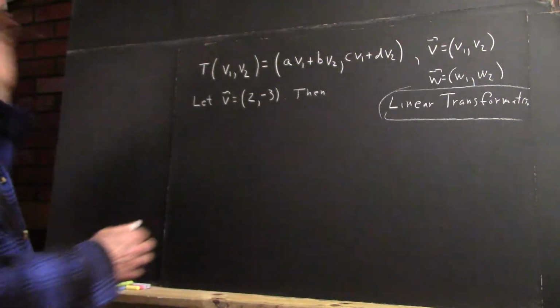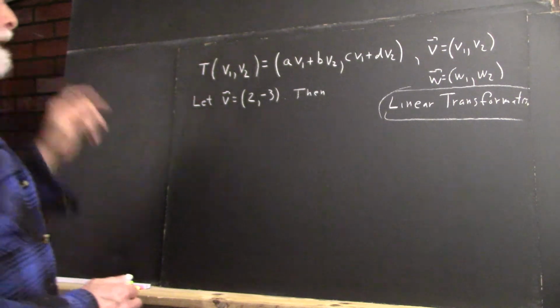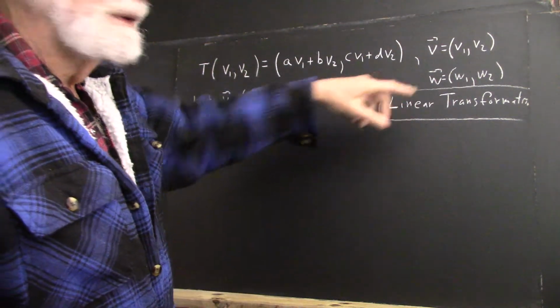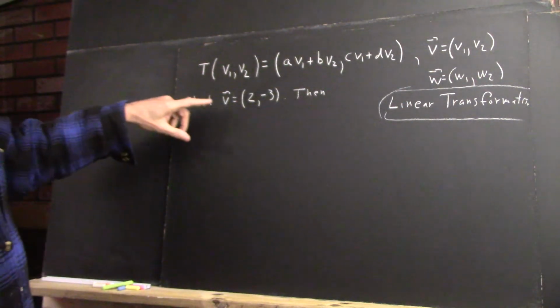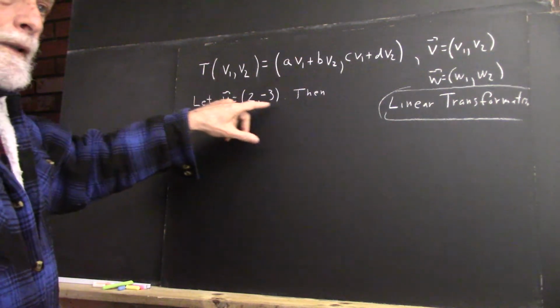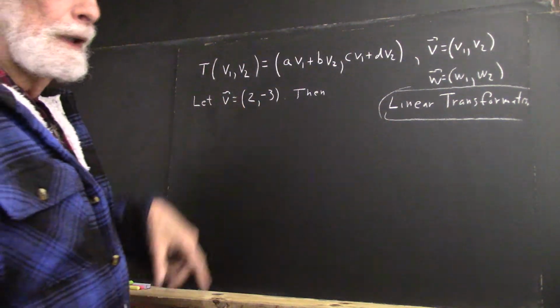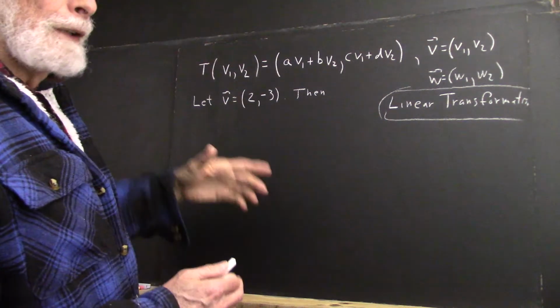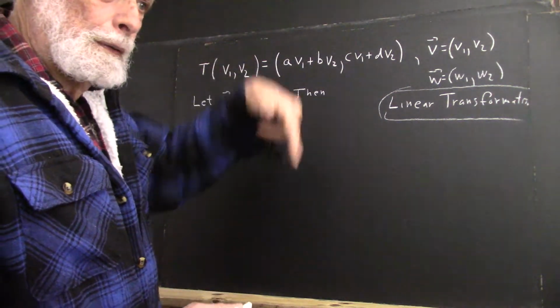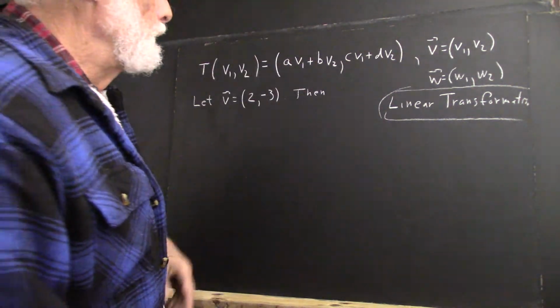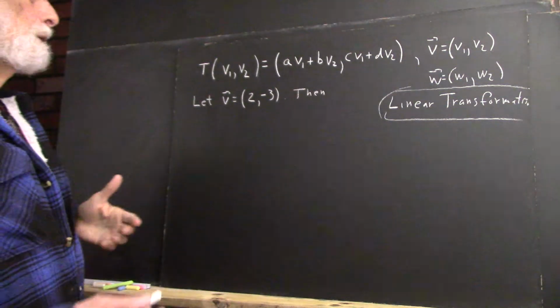So it's a simple map. We can easily apply it. And there's a w, we'll get to that in a minute. But let's let v be (2, -3), the ordered pair 2, -3. If you wish, the vector 2, -3. So a vector in this direction in standard R2.